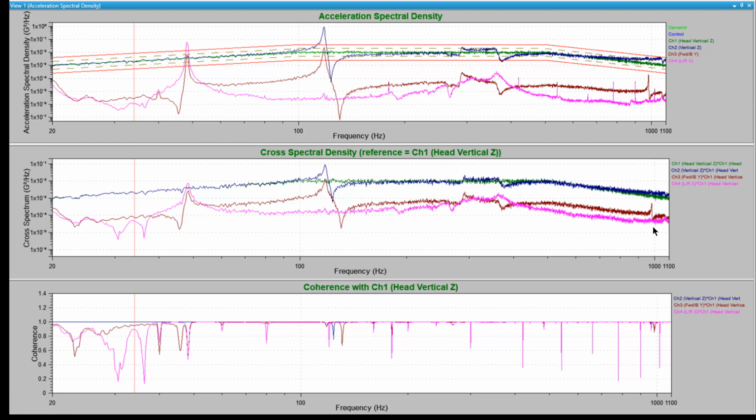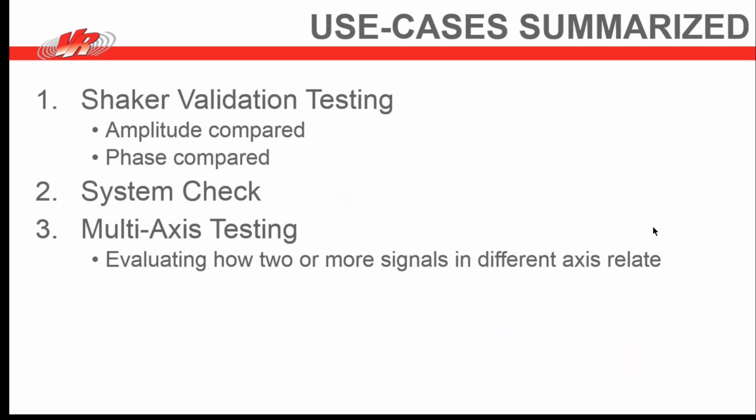So I hope that this presentation helps you understand a little bit better the features of the analyzer functions, the 4 plots: transfer function, total harmonic distortion, coherence, and cross spectral density. And those are tools that are available in that analyzer package. They're very helpful in multi-axis testing, but also available and helpful in single axis testing where you might be doing system checks or shaker validation testing.